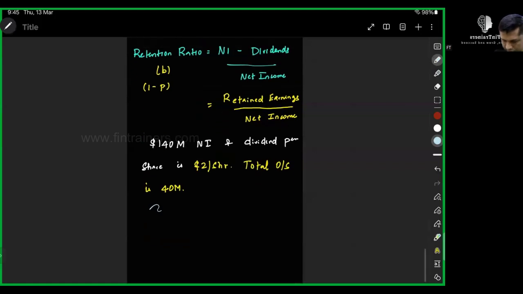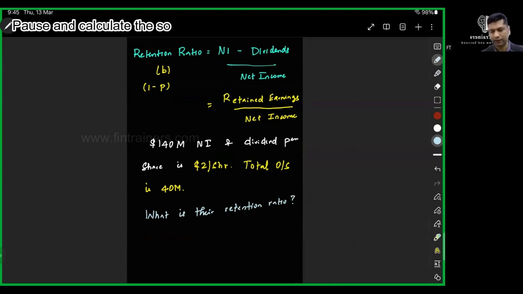What is their retention ratio? Just an application of the formula that is right above. Calculate the dividends. I told you the dividend per share. I also gave you the number of shares. You can calculate the dividends. Subtract that from net income and divide it by net income. What is their retention ratio?